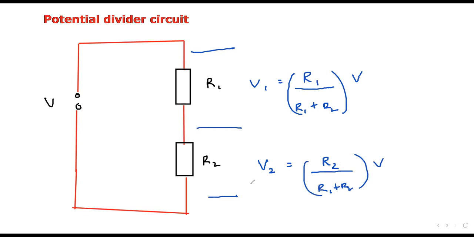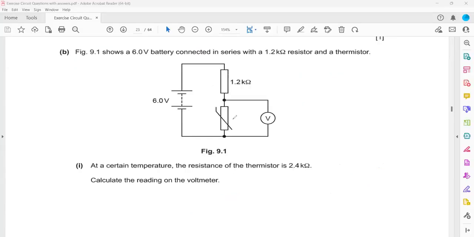So the previous question, as you can see, is a potential divider circuit. We have two resistors. One is 1.2 kilo ohm, or you can also say 1200. Another one is 2.4 kilo ohm. Even without calculation, you can find that 2.4 will have more voltage as it's the higher resistance in series.